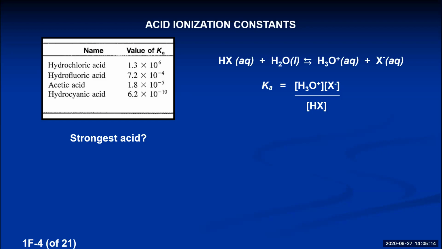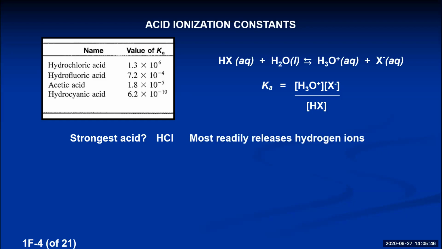If it really was 100%, that means the products, or the numerator in the Ka expression, would be some big number. And then the molarity of the HCl's in the denominator of the Ka expression would actually be 0. The actual Ka value would be infinity. So it really isn't exactly 100%, it might be 99.999% of them that actually ionize. But just by looking at the Ka values, if you see one with a really big positive exponent, like 10 to the 6th, that's a strong acid. And out of these 4 acids here, HCl is definitely the strongest.